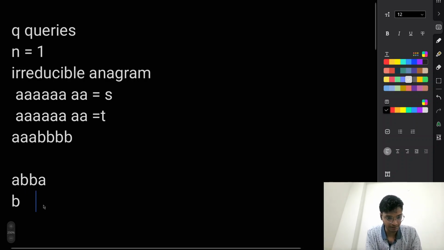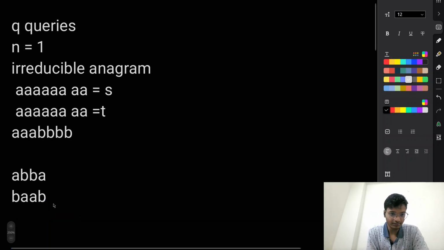If you are thinking I will arrange it like this, B and then A and then A, if you do it this way, then see this. In the middle part, if we do the partition, then they both become reducible anagrams. Like this and this way.